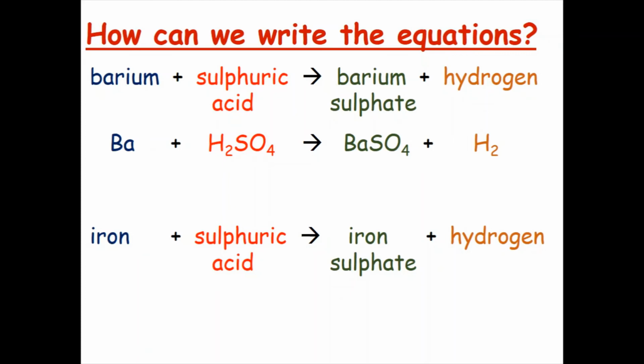Now you can pause the video again and have a think about how we can transform this into a symbol equation. The symbol for iron is Fe, and the formula for sulfuric acid, H2SO4. This reacts to FeSO4 for iron sulfate plus H2. Again, we do not have to balance this equation, it is already balanced.